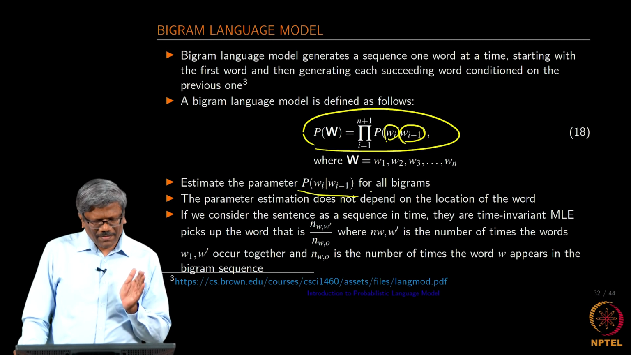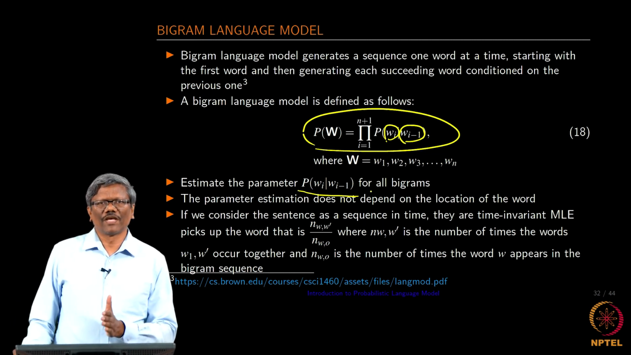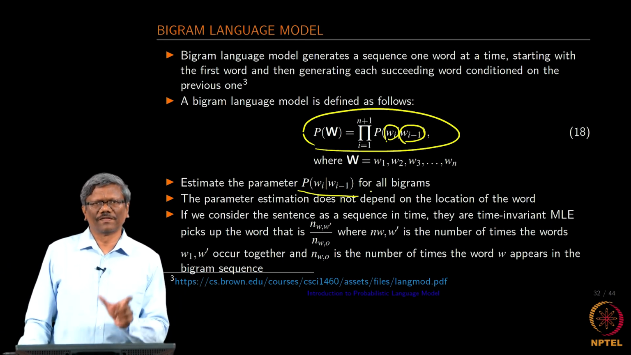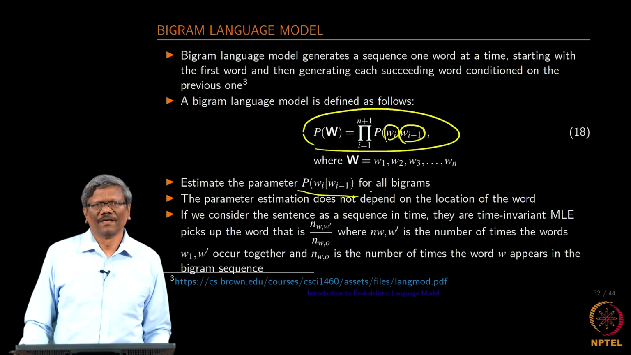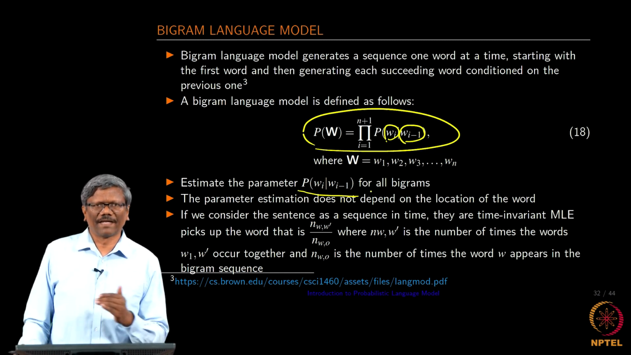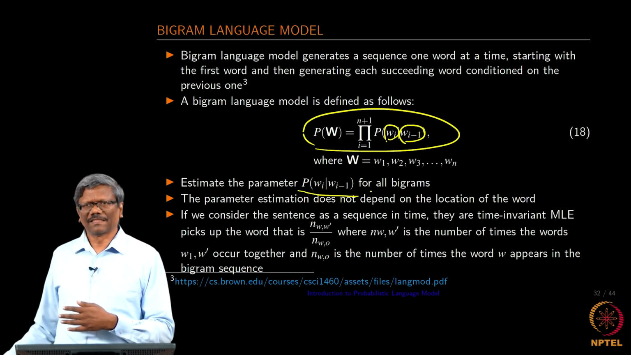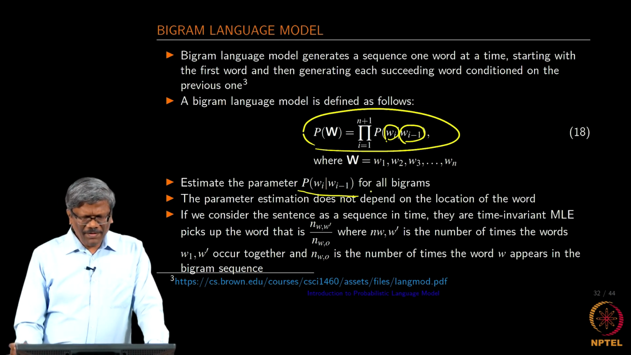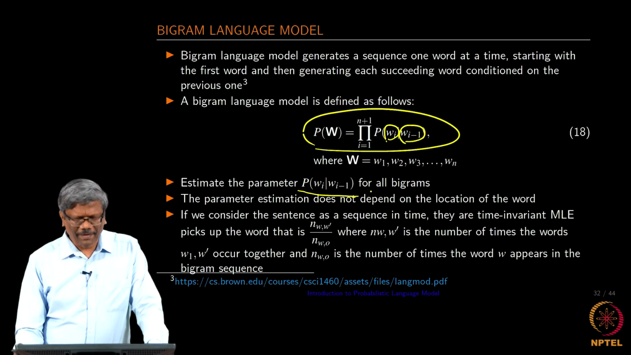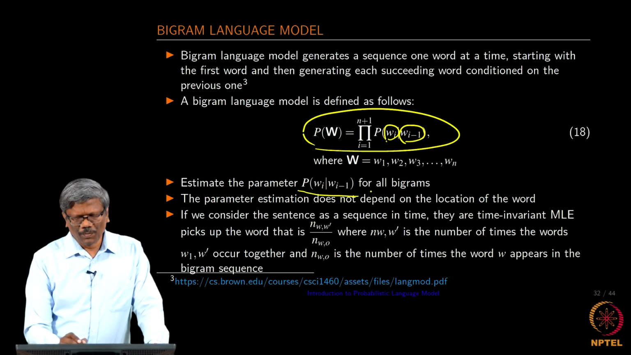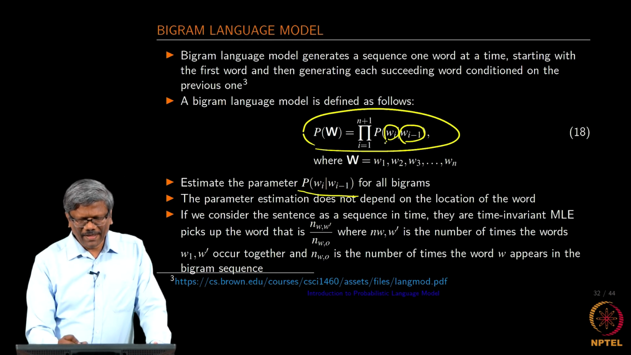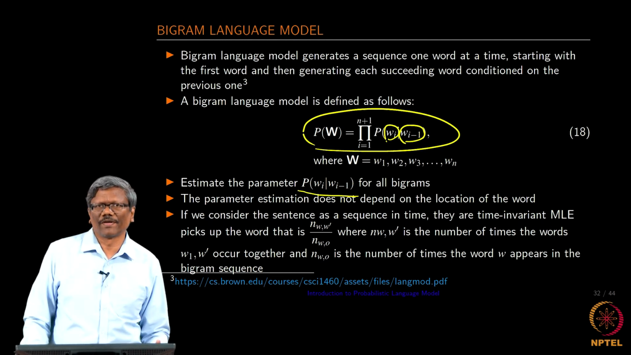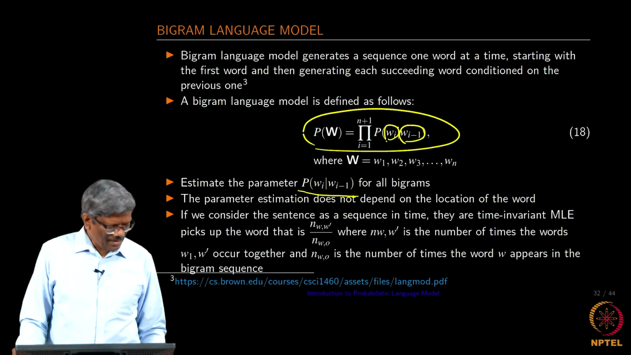Again, the estimation does not depend on the location of the word. The occurrences of certain pairs of words could be distributed across the corpus. It does not really matter where it occurs, whether in the first sentence, the last sentence, in the middle or anywhere. To compute this probability, we are going to find out how many times these two words occurred together, and how many times Wi has occurred alone. That is what we require to compute the probability of the given bigram.